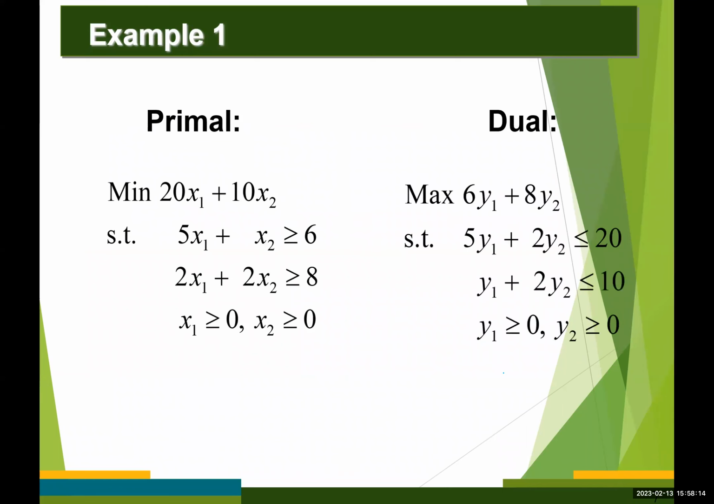Now let's take a simple example. Here the primal problem is the minimization with greater than or equal constraints, while the dual problem is the maximization with less than or equal constraints. Like I said earlier, the objective coefficients of the primal problem serve as the right-hand side values of the dual problem, in order.